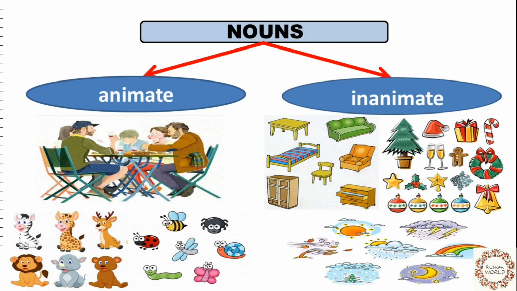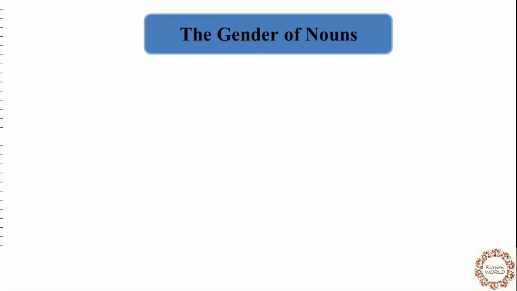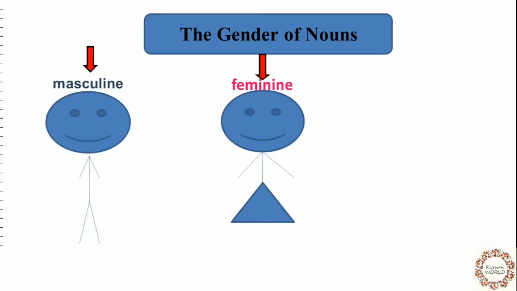Animate nouns answer the question who. In Russian, this question sounds like кто. Inanimate nouns answer the question what, which sounds like что in Russian. Each noun in the Russian language in singular form has its own gender. There are 3 genders in the Russian language: masculine, feminine, and neuter. In order to identify the gender of a noun, you need to look at its ending, at the last letter of the noun.